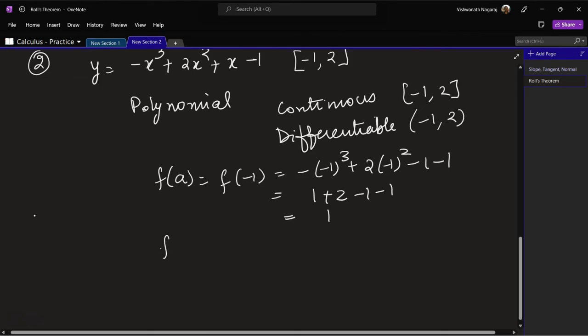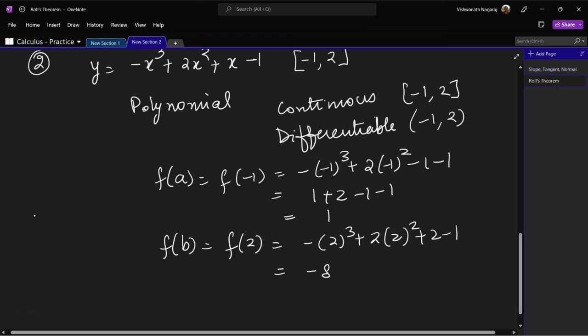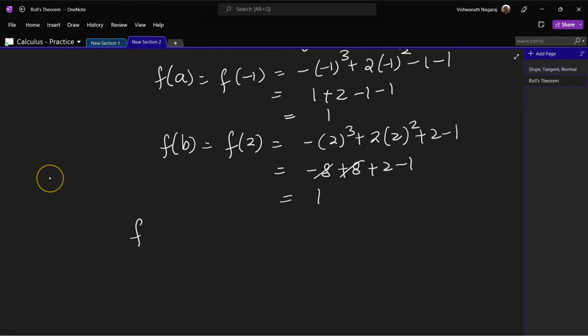Now let's look at f of b, which is f of 2, which is going to be -2 cube plus 2 times 2 square plus 2 minus 1, which gives us -8 plus 8 plus 2 minus 1, which gives us 2 minus 1, which is 1. So here f of a is equal to f of b, the third condition is also satisfied.